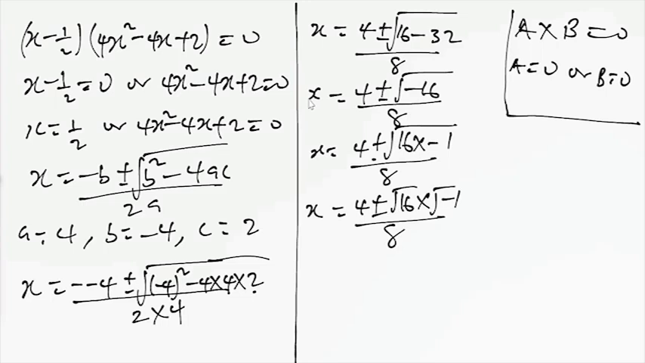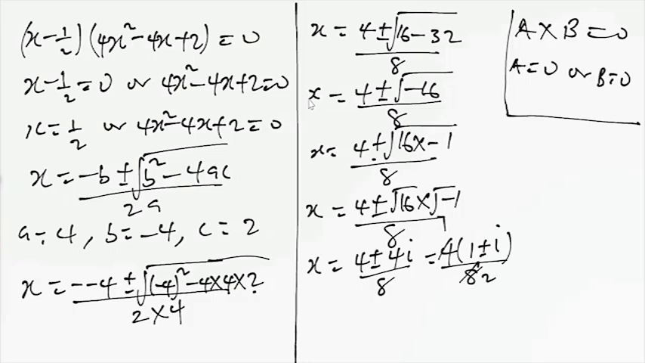Then x will give us 4 plus or minus. Square root of 16 is 4. And square root of negative 1 is seen to be complex number, so we call it i. All divided by 8. We can factorize 4. Then we have 4 times bracket 1 plus or minus i, divided by 8. 4 into 8 is 2. So we have x equals to 1 plus i over 2, or 1 minus i over 2.